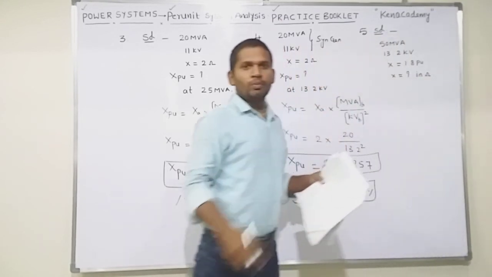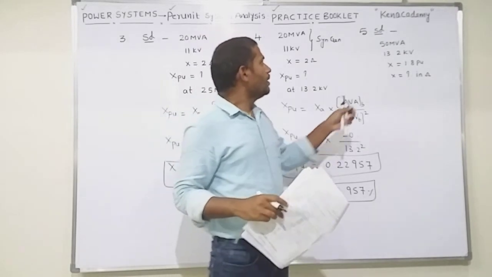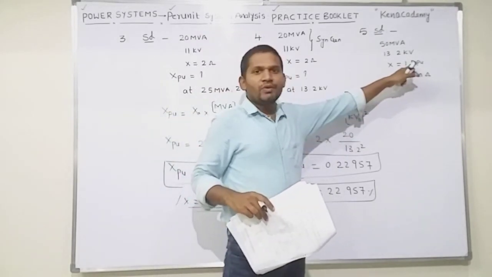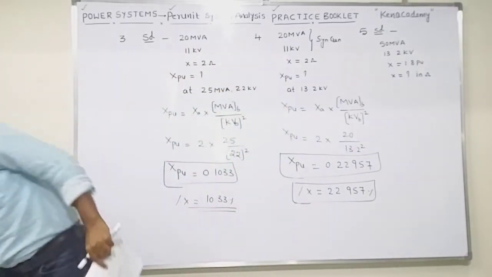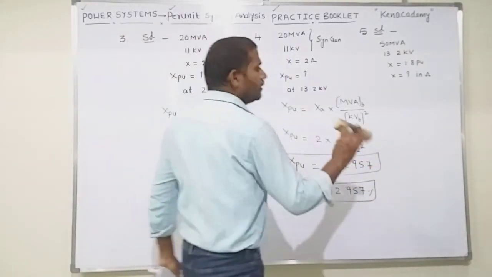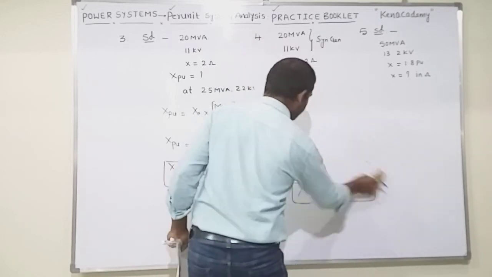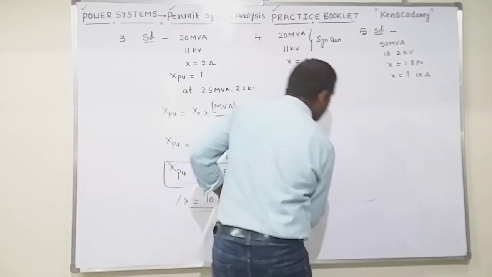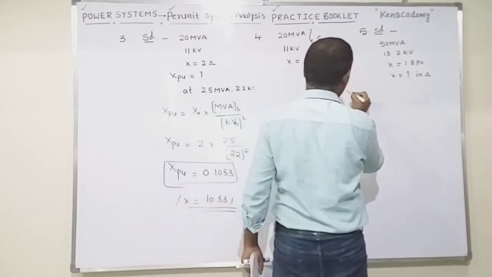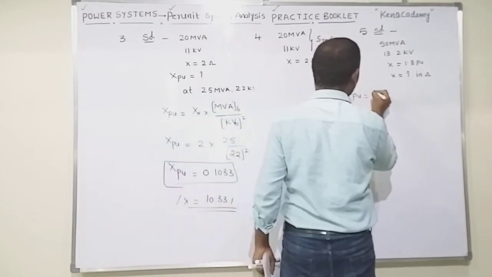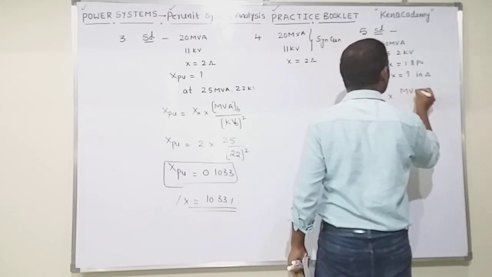In the last 4 problems you calculated the per unit value. But in this problem the per unit value is given, and you find the absolute value. Like that the question is framed. Okay. Now the same formula only. Apply the same formula. What is the per unit reactance formula? X per unit equals X actual times base MVA.